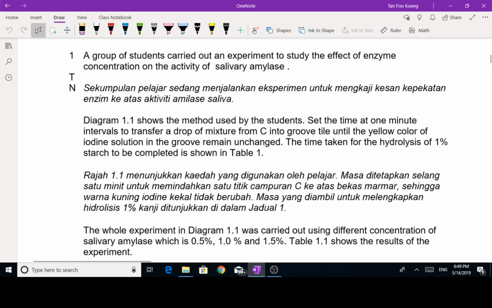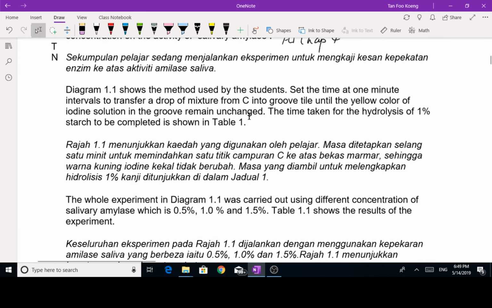So right now we are going to look at another question on paper 3. A group of students carry out an experiment to study the effect of enzyme concentration on the activity of salivary amylase. We learned about enzymes in form 4 chapter 4. Diagram 1.1 shows the method used by the students: set the time at 1 minute intervals to transfer a drop of mixture from test tube C to the groove tile until the yellow color of the iodine solution remains unchanged. The time taken for the hydrolysis of 1% starch to be completed is shown in the table.